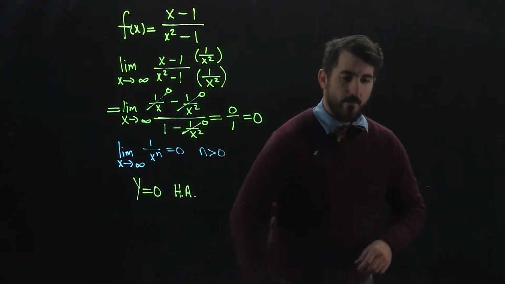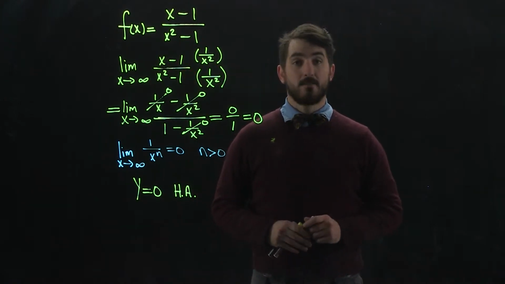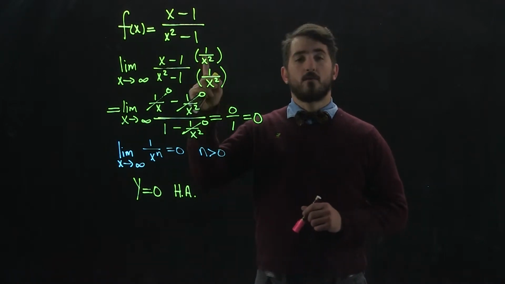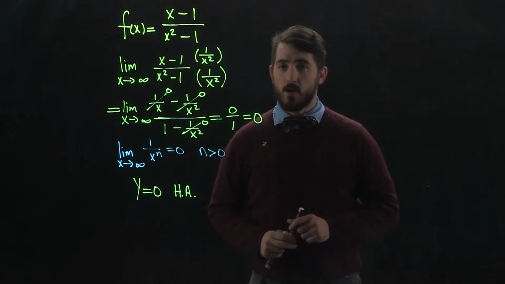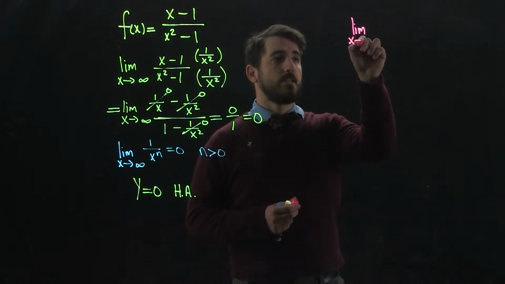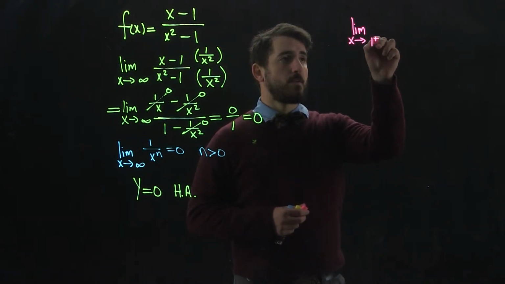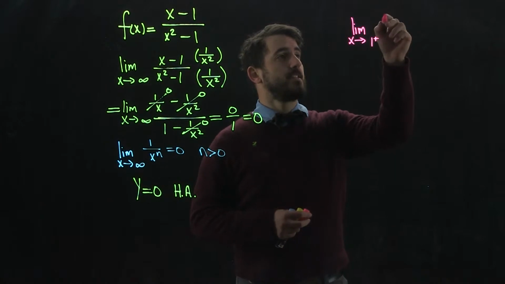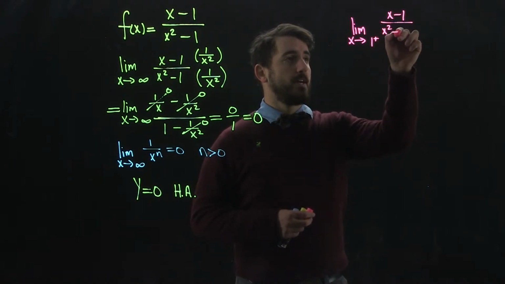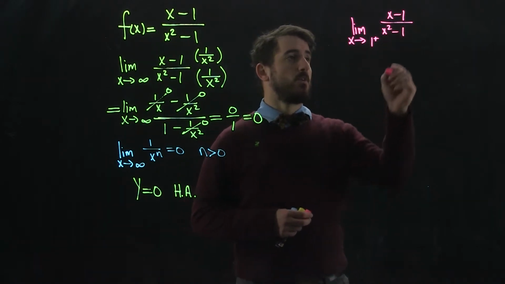Now the next one that we want to look at is the vertical asymptotes, and the possibilities are when the denominator is equal to 0. So that's going to occur when x is either plus or minus 1. The first one we'll look at is what happens when x equals 1. So we will let x go to 1, and we'll go from the right. And what we'll see is that this would be x minus 1 over x squared minus 1. And if we were to plug in 1 into this limit, we would get 0 over 0.